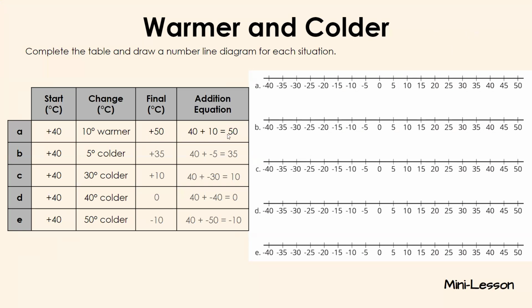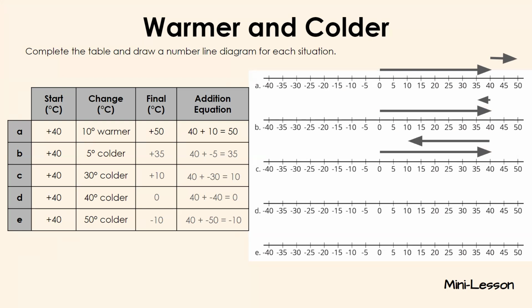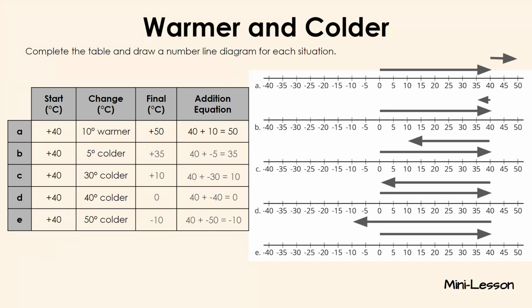So for A, to model this on the number line, it would look like this. 40 plus 10 more, we're at 50. B, 40 plus -5, we end up at 35. 40 plus a -30, we end up at 10. 40 plus -40, we're at 0. 40, add -50 to that, and we'll be at -10.